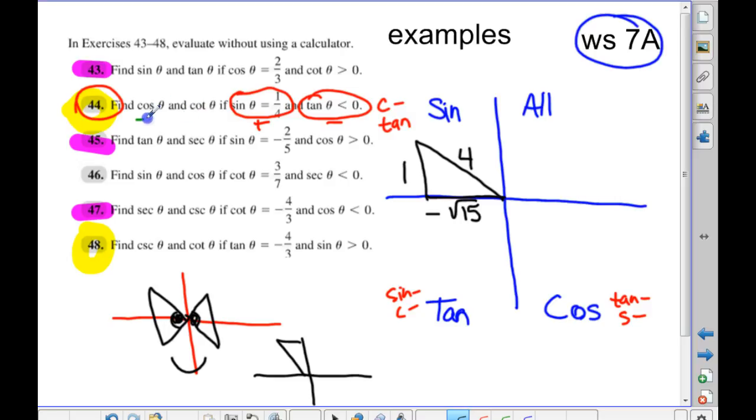So this question asked for the cosine and the cotangent. The angle is always the one with the x-axis here, so the cosine was adjacent over hypotenuse. And the cotangent, instead of opposite over adjacent, would be adjacent over opposite, so it would be negative square root of 15 over 1.